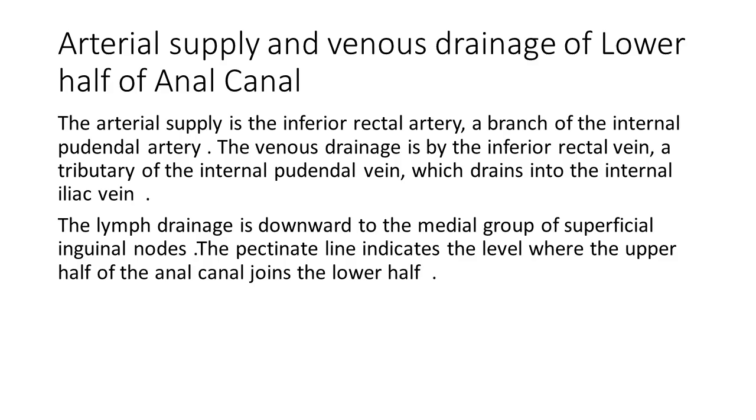The pectinate line indicates the level where the upper half of the anal canal joins the lower half. As I said previously, the pectinate line is very important. From there, the anal canal is divided histologically and embryologically into the upper half and lower half. Histologically, the upper part is columnar epithelium and the lower part is squamous epithelium. Embryologically, the upper part comes from the hindgut, the endodermal origin, and the lower part is of ectodermal origin. I hope that was very clear.